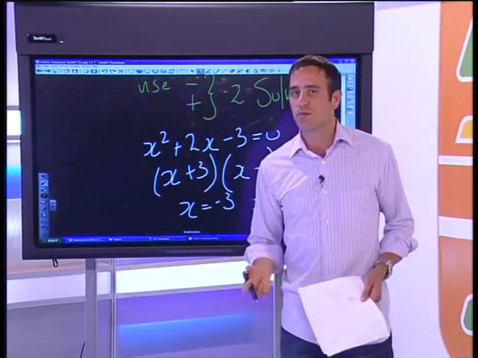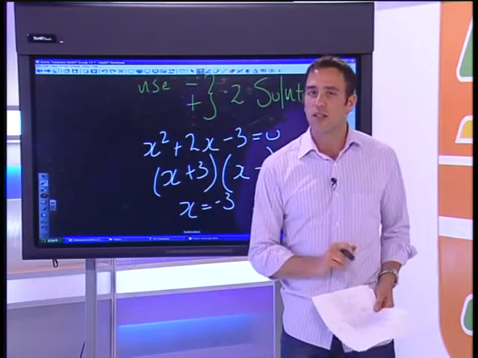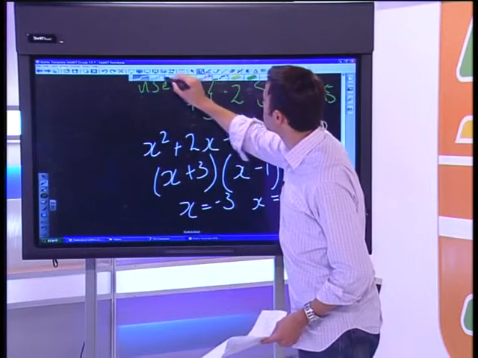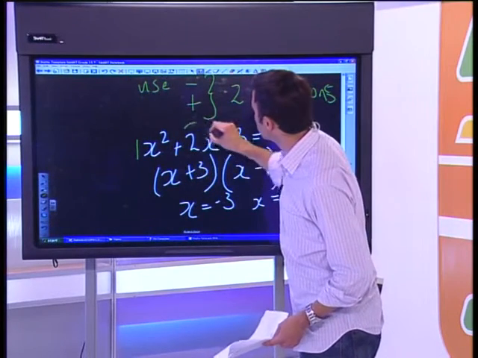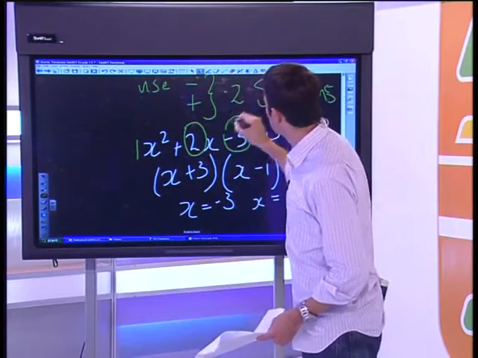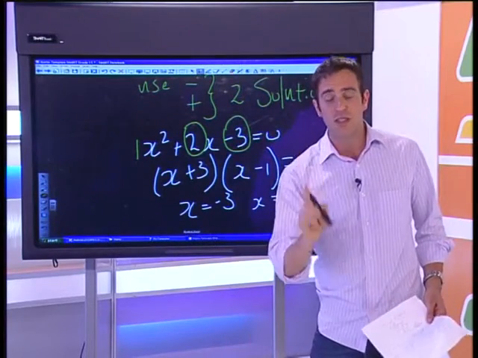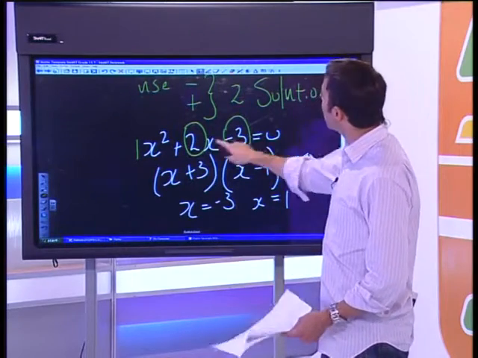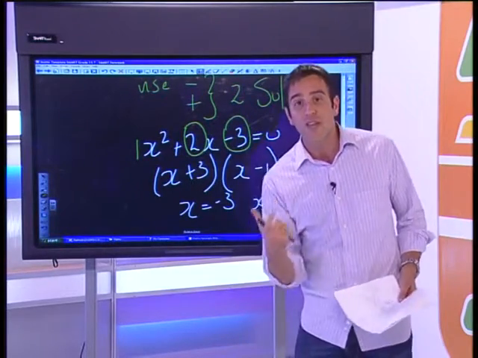If you wanted to, and your factorization wasn't so hot, you could then go and plug your a value here, which was a is equal to 1, b is equal to 2, and c is equal to minus 3. Don't forget your signs. C is minus 3. If you don't, you'll get the wrong answer. And you could then go and plug those into the quadratic formula.